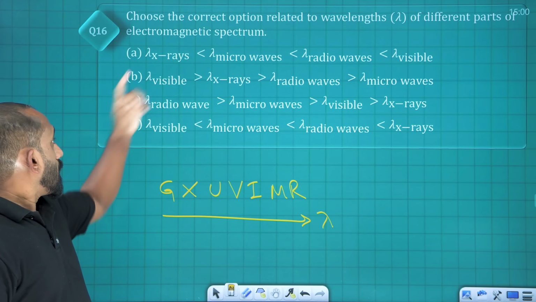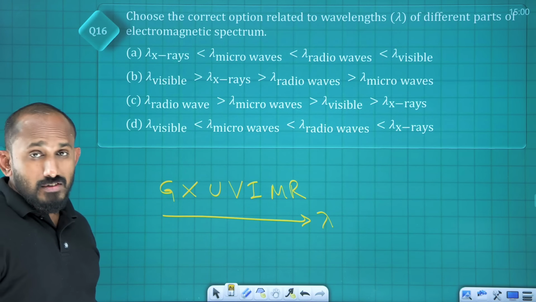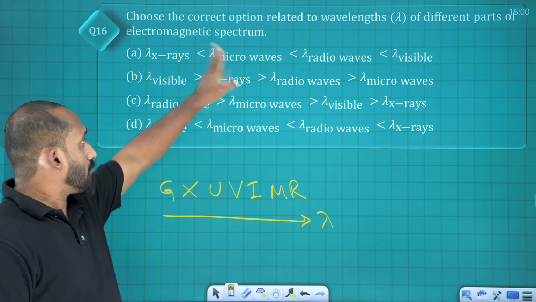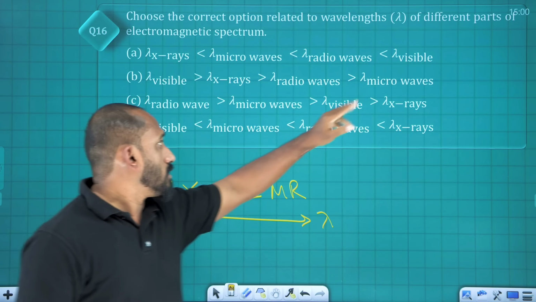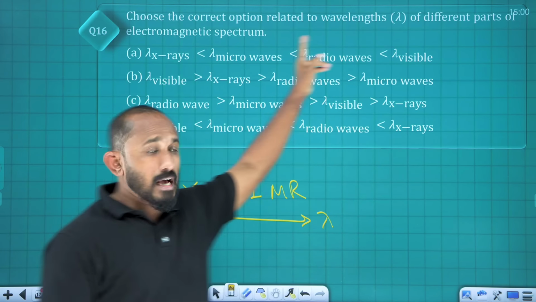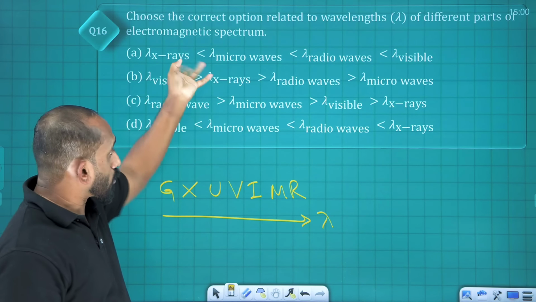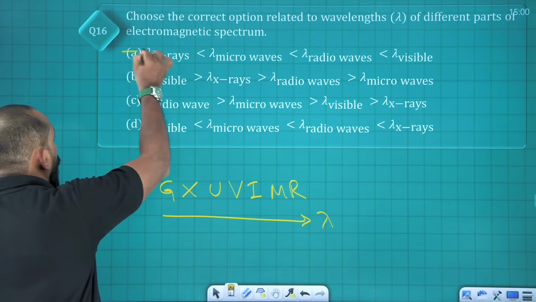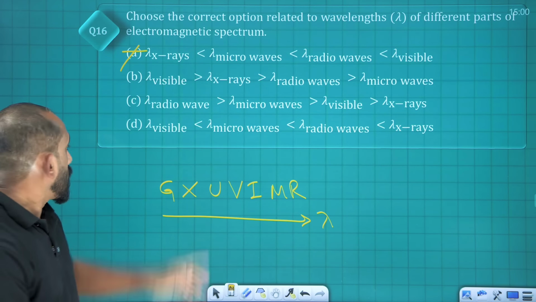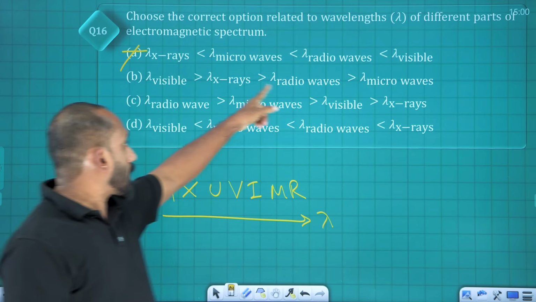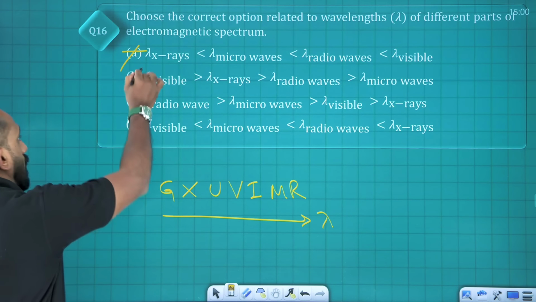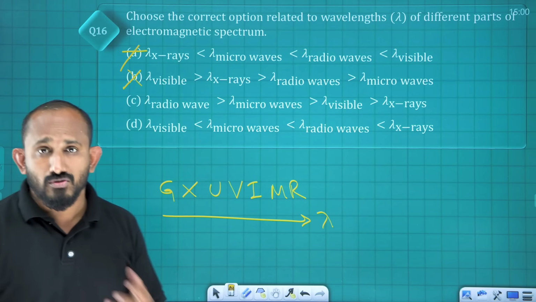Option A: lambda of X-rays is less than microwaves. Sure. Microwaves less than radio waves. Sure. Less than visible? No. Visible has a wavelength less than microwaves only. So that's wrong, A is wrong. Option B, you check it. Lambda of the visible is greater than X-rays. Sure. Is greater than radio waves? No. Radio waves have the longest wavelength, the highest wavelength we can say.